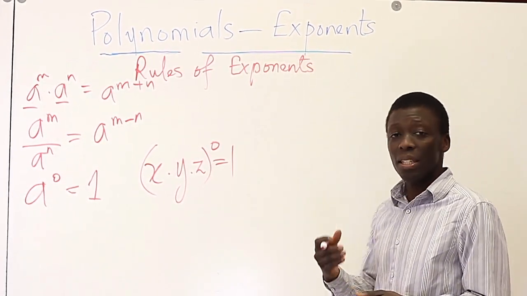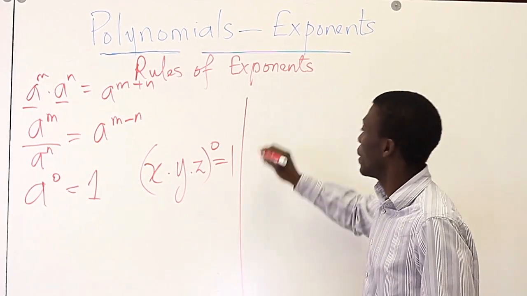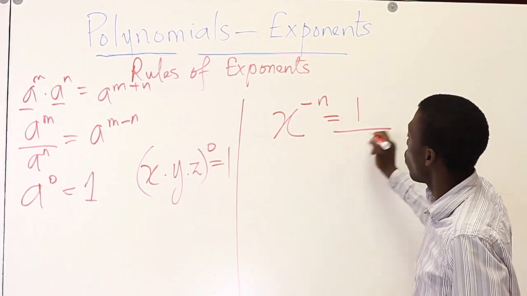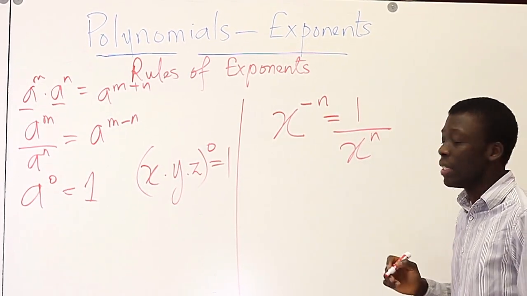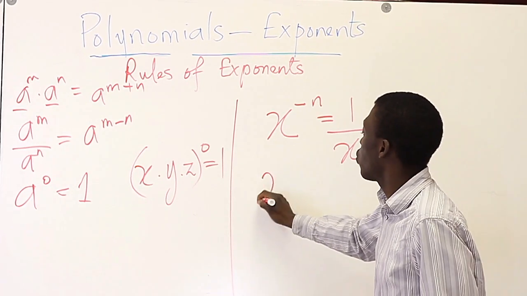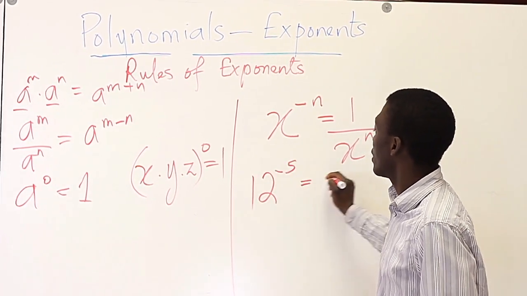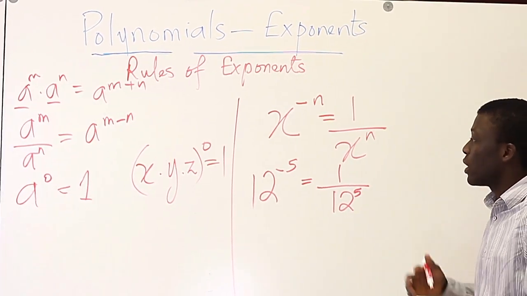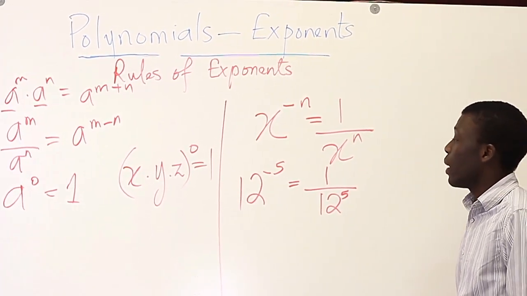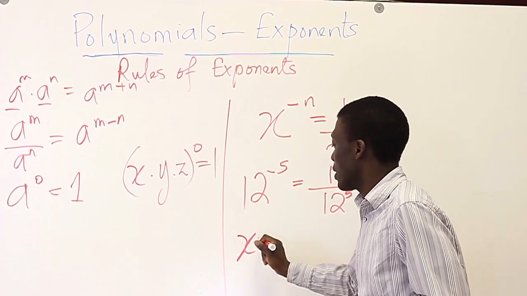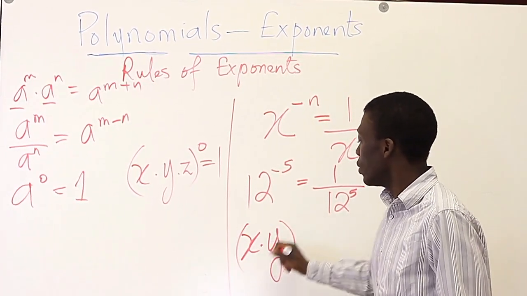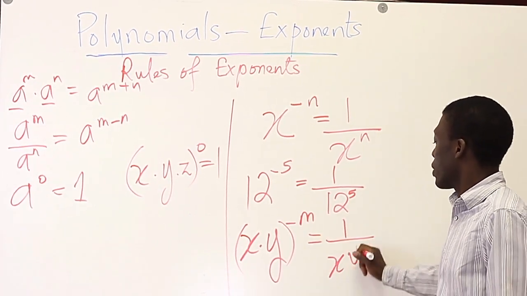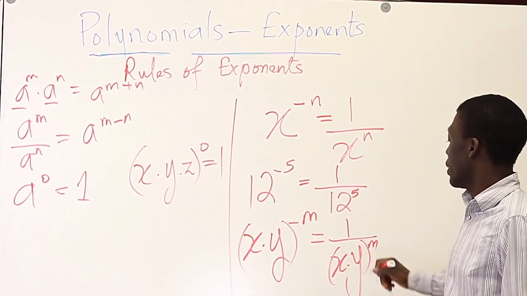And then there's a negative exponent property, which simply tells us if you have x to a negative power, you can rewrite that as 1 over x to the positive power. For example, 12 to the negative 5th power is the same thing as 1 over 12 to the 5th power. This is the negative exponent property. You can look at it even when you have x times y to the negative m power, that will become 1 over x times y to the positive m power.